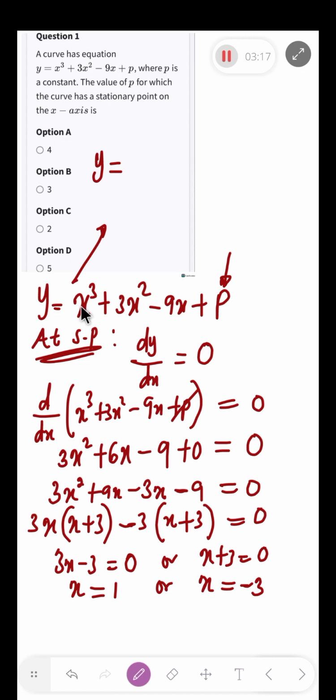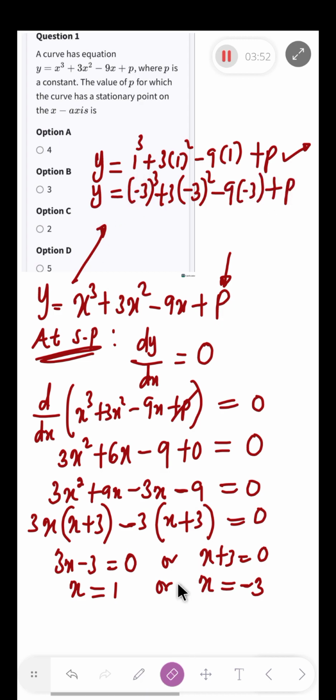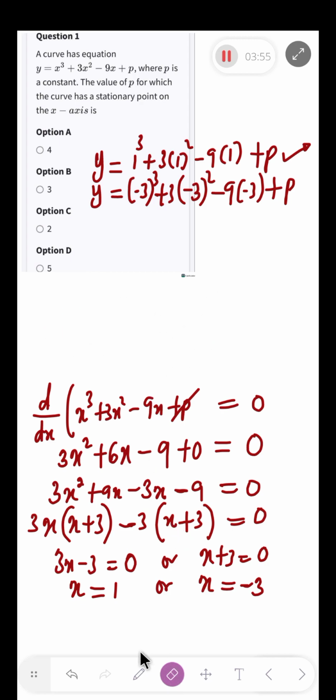When x is 1, substitute 1 here: you have 1 raised to the power of 3, plus 3 times 1 squared, then minus 9 times 1, then plus p. That's for the first stationary point for x. At the same time, for the second one, we have x equals minus 3. Substituting, you have minus 3 raised to the power of 3, plus 3 times minus 3 squared, then minus 9 times minus 3, plus p. Let me simplify this further.